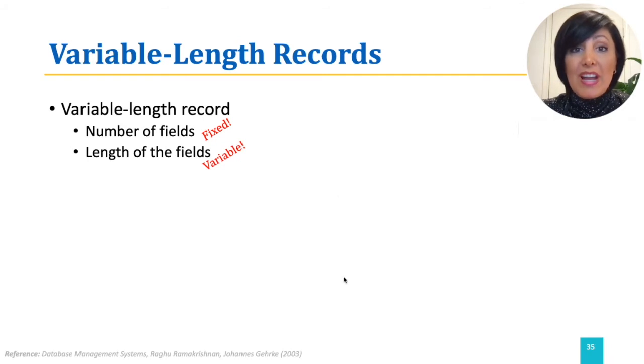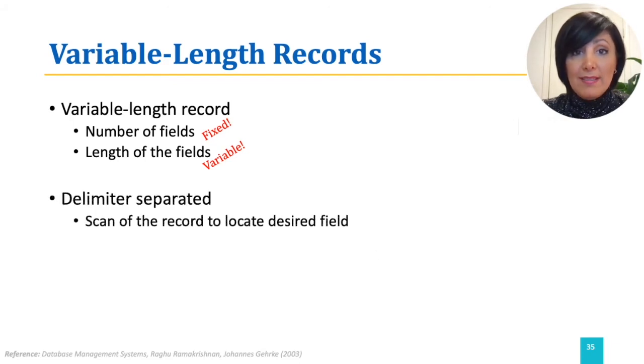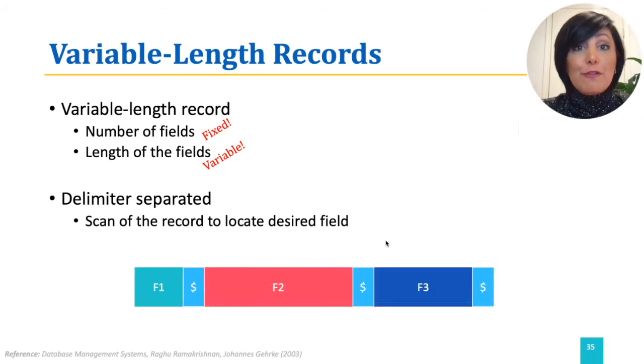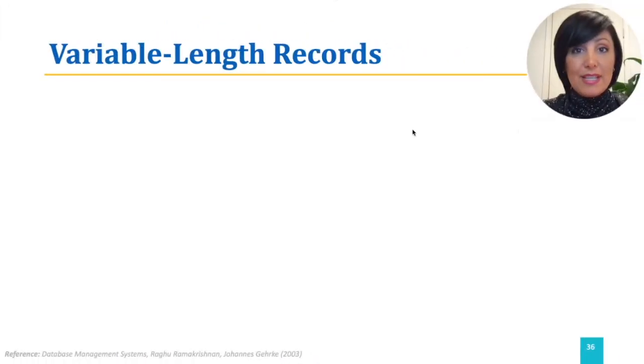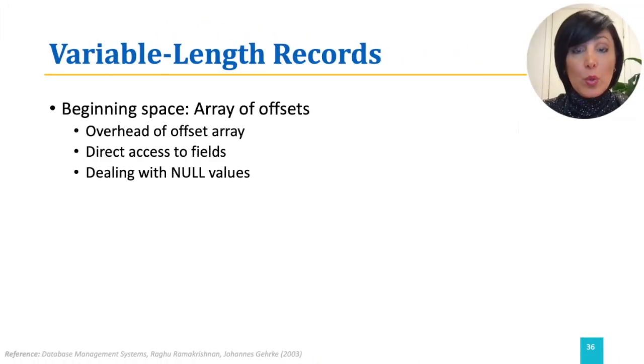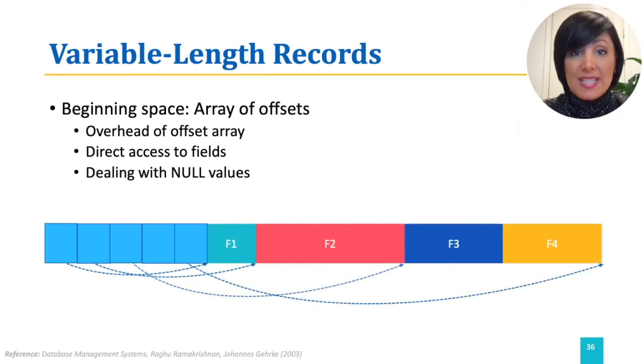One way to store a variable length record is using delimiters between the fields. In this way, finding a record would need scanning of the record to find the required field. An alternative is to use a space at the beginning of the record to keep an array of offsets for the fields. This can help direct access to the fields using the offset at the beginning without the need for scanning the whole record.